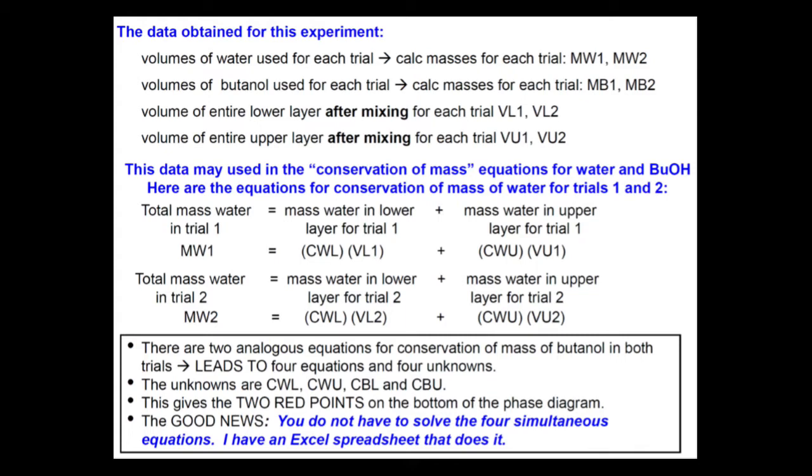Now, you don't have to solve those simultaneous equations. I've used Excel to do it, and I have a spreadsheet for it. So basically, you will input the numbers that you get for trial 1 and trial 2. You'll input the volumes before and after mixing, and then the Excel spreadsheet will instantly calculate what the compositions of those bottom 2 points on the phase diagram are.